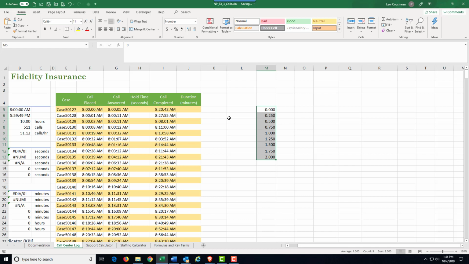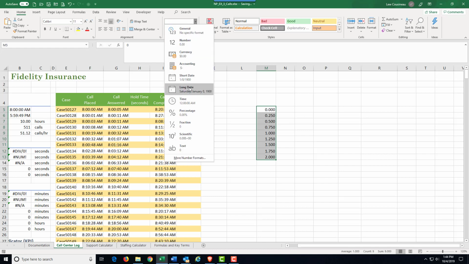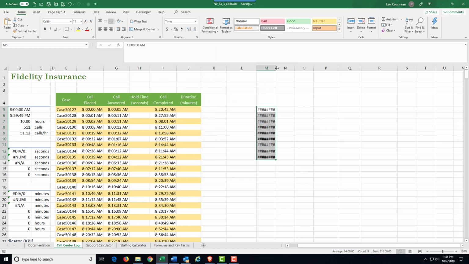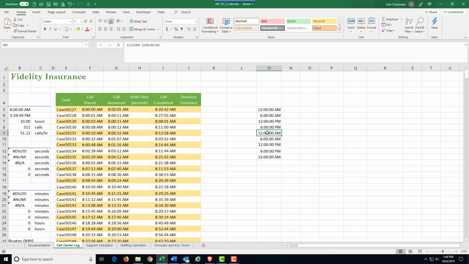What if I convert those to a time format? What you'll get is that 0 is 12 a.m., 0.25 is a quarter of 24 hours, so that's 6 in the morning. Half of a day, half of 24 hours, is 12 p.m., 3/4 of a day is 6 p.m., and then when you go to 1, you're back to 12 a.m.